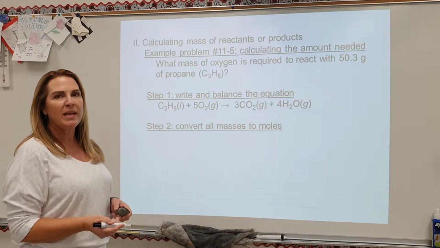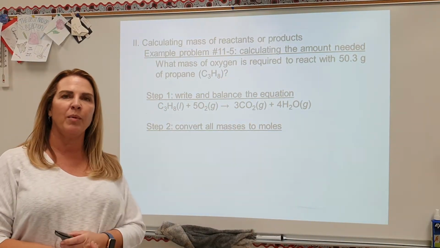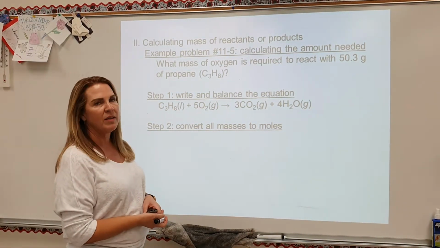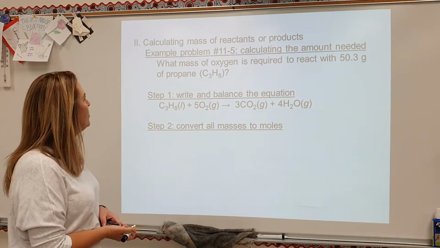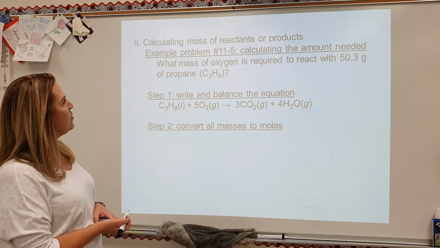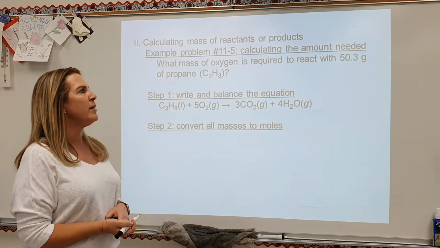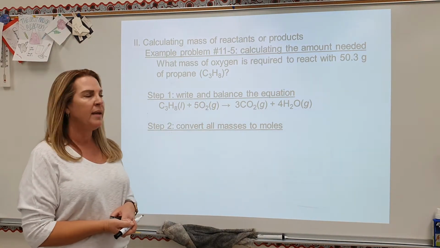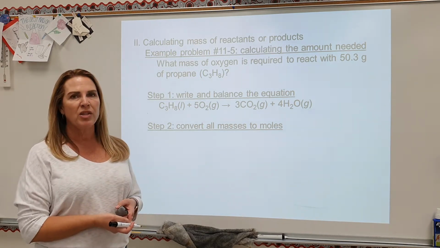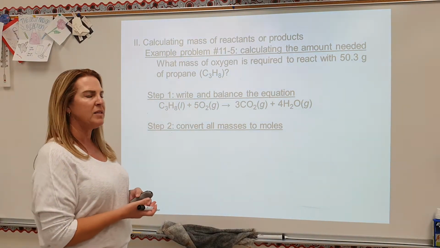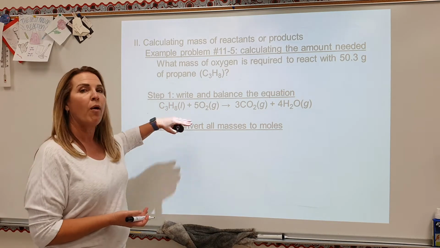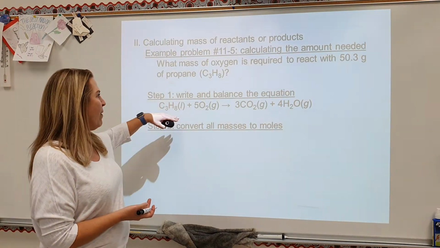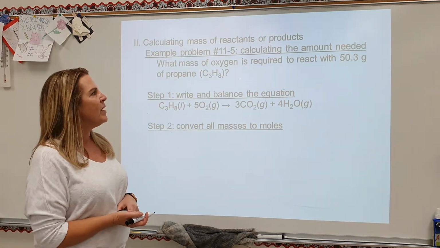All right, so we're ready to move on. We're going to be covering problems 11-5 and 11-6 in notes 32. Our example problem says, what mass of oxygen is required to react with 50.3 grams of propane? And it's a continuation basically from our last reaction. So we already have our written balanced equation, which is nice.